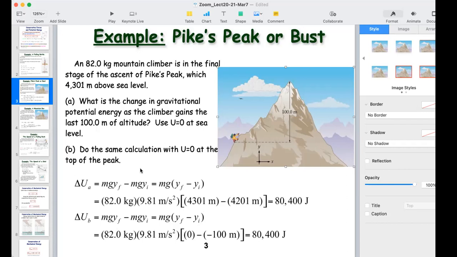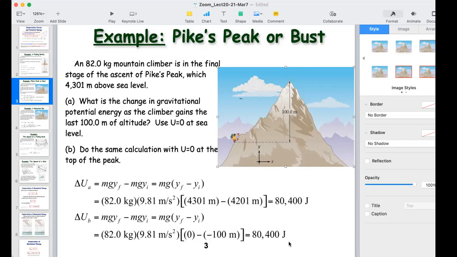Now it instead says do the same calculation with U equal to 0 at the top of the peak. So in this case, we write again the same equations as before, but what we have is that at the top of the peak, our U, so this mgy final, is equal to 0 because it says that U is equal to 0 there. So we have 0, and then we have minus 100 meters. So this brings it to 82 times 9.81 times 100 meters.